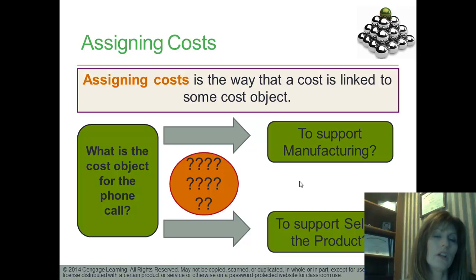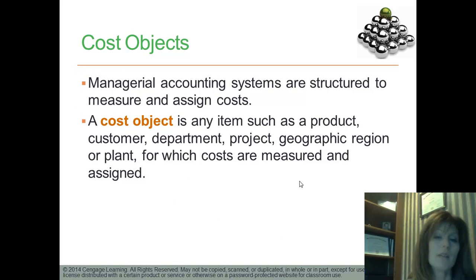So we have to know what cost object that cost is linked to. When we talk about a cost object, we mean some way that it's important to us for tracking costs. In this example, we've got that phone bill and we're looking to assign the cost. We'd say, well, what did those costs go to support? Were they there to support manufacturing? Were they there to support selling? So we know how to charge off that portion of the bill. Because for us, we want to accurately know about our costs. One of the most important reasons is so that we can accurately set our price, but also so that we can measure performance. A cost object is any item such as a product, customer, department, project, or region for which costs are measured and assigned.